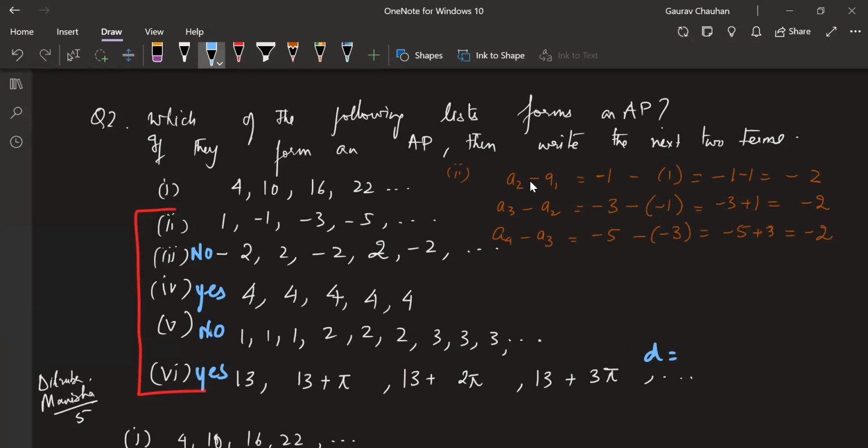What is the D in the sixth one? Deepak, go ahead. 3.14. Good answer, Deepak, but we will use the same language which the question is using, no? Pi. Yeah, very good, Deepak. So D is equal to pi here. Okay, so basically to find the next one, you have to add one more pi, so it will become 13 plus 4 pi. The next term will be 13 plus 5 pi. Yeah, you're adding one more pi to this, so 3 pi plus pi is 4 pi.